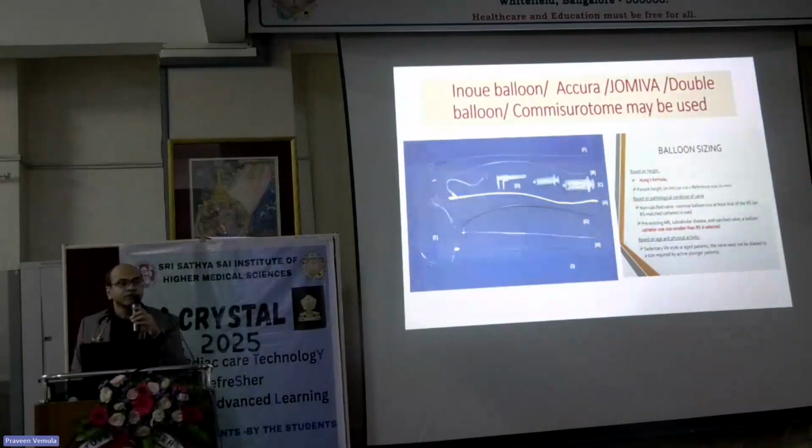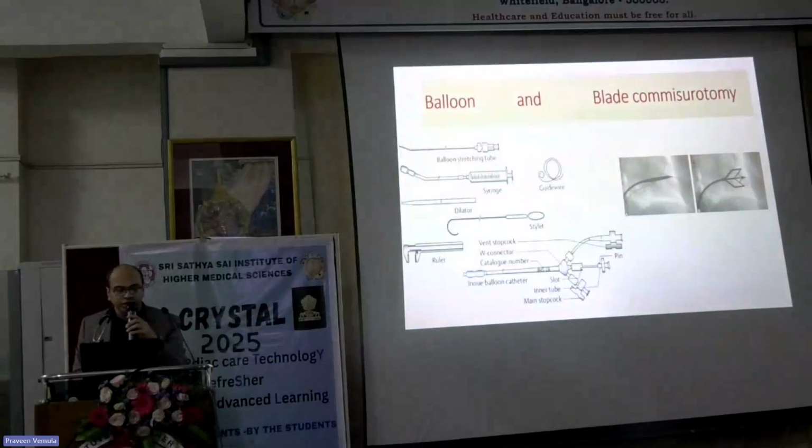Jomiva is a balloon from CMC Vellore. In case some of you are from other states, Jomiva is basically the Joseph mitral valvotomy balloon by George Joseph Sir, who is also the unit head there and the head of peripheral interventions. It's Jomiva, in case you are asked. It's a different balloon altogether.